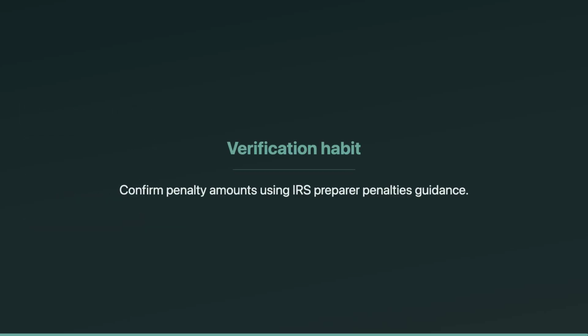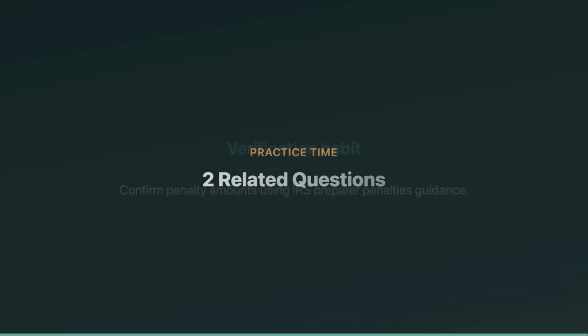Penalty amounts can change, so in real life, you verify. The IRS keeps a dedicated tax preparer penalties page that lists categories and current amounts. On the EA exam, you'll use the amounts provided by your course materials, but the mindset is the same. Don't guess. If you're advising a firm on procedures, document the source you used, like the IRS penalties page, and update your internal checklists when amounts change.